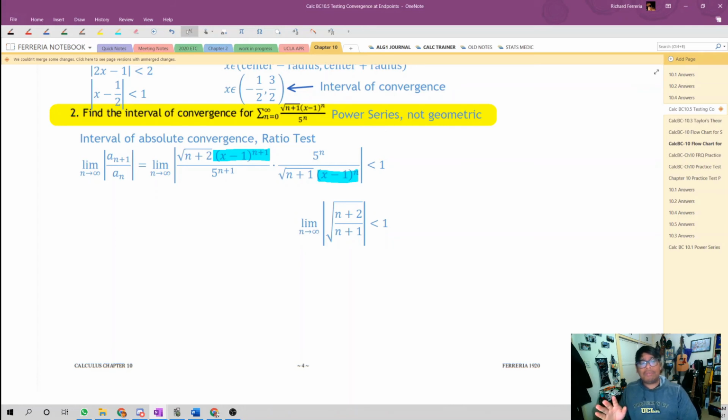No n's involved, so I'm going to put it outside the limit in absolute values. And then the last piece we have here is 5 to the n over 5 to the n plus 1. We know how that's going to work. The 5 to the n powers are going to cancel out, leaving me with 1/5, which no longer needs to be part of the limit. Okay, we have simplified this, and the only thing we need to do is take the limit of the square root of n plus 2 over n plus 1.